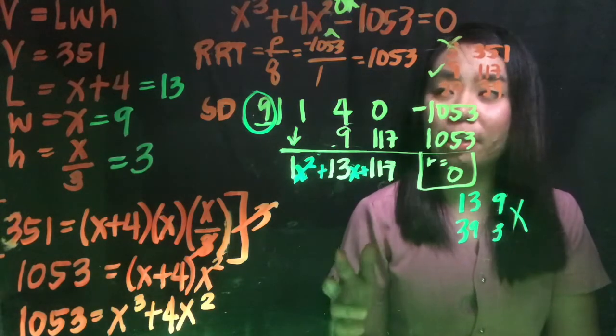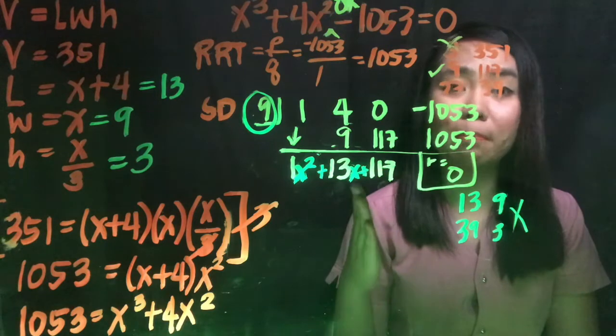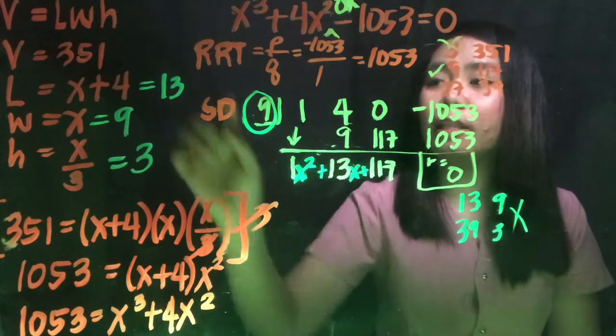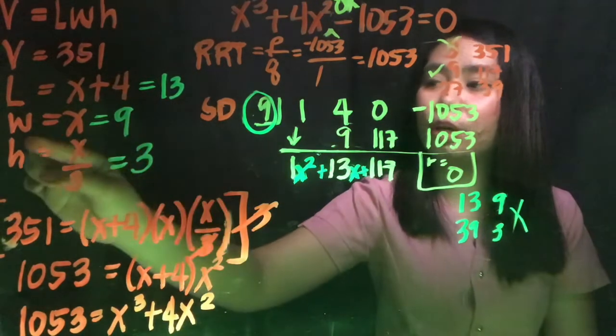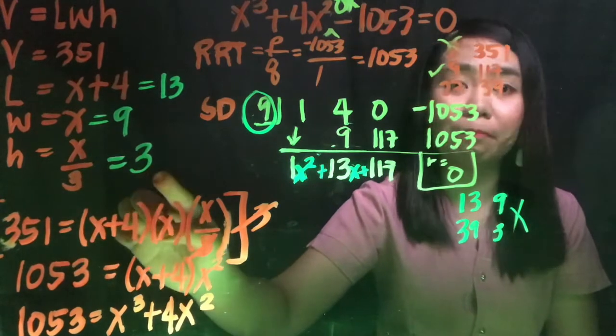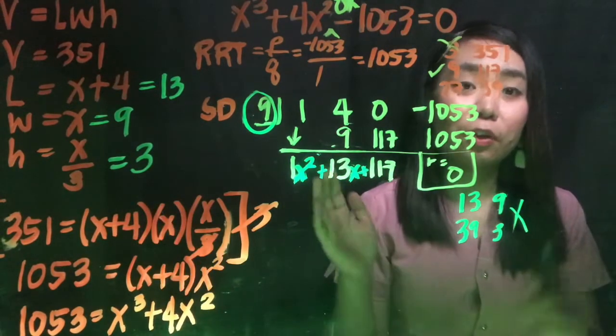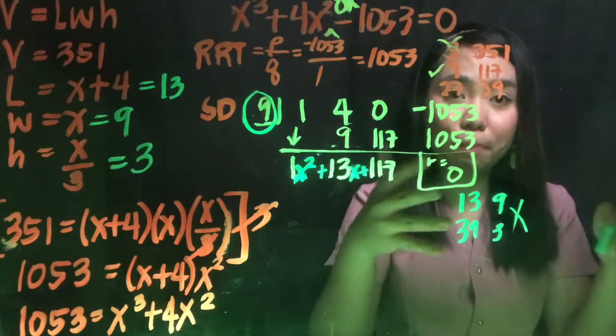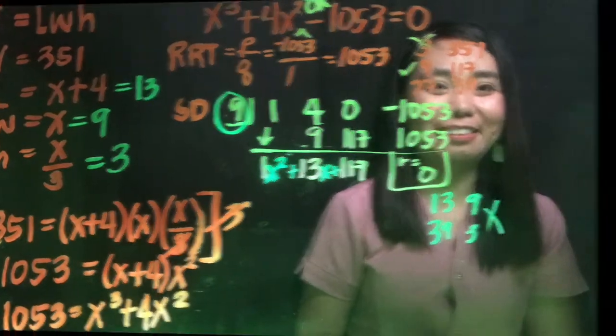The answer for this is the dimensions must be greater than the length of 13, the width of 9, and the height of 3. Why greater than? So that the cake could occupy the space of your pan.